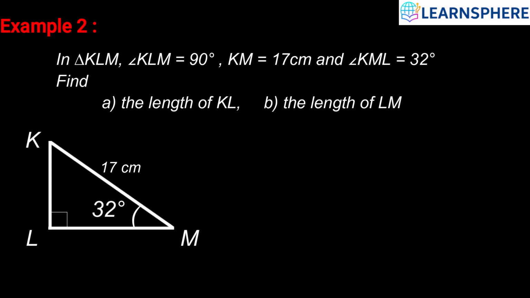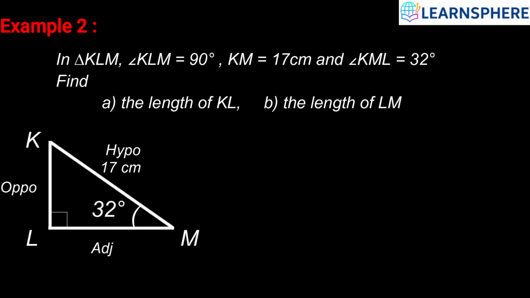With respect to the angle of 32 degrees at angle KML, the opposite side is KL and the adjacent side is LM. And 17 cm, which is opposite of the 90 degrees, is the hypotenuse. After labeling the opposite, adjacent, and hypotenuse, we can go on into the question.